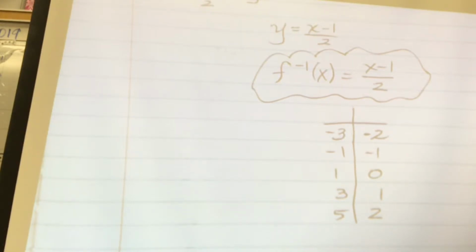How can you check it graphically? What's the first thing we did on Monday? It should pass which test? Okay, it should pass the vertical line test if it's a function. It should pass the horizontal line test if it's invertible. But also, you should be able to take a point on the original, switch the points, and make sure that's the point on the inverse.